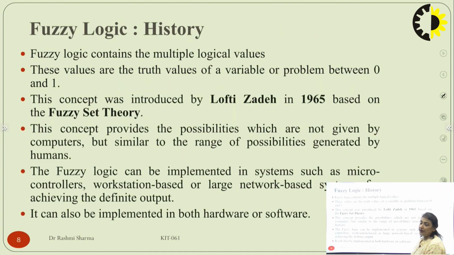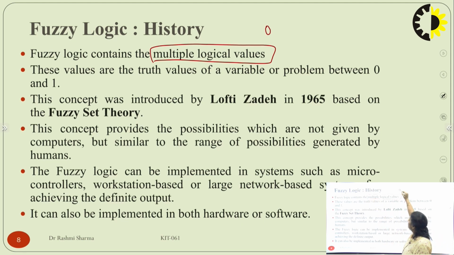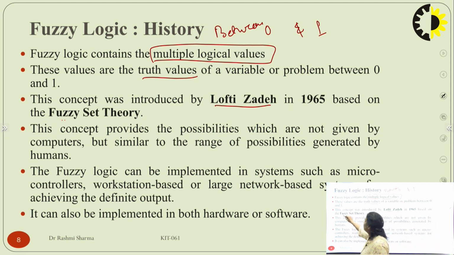So what is the history of this particular fuzzy logic? How did it come into the picture? Fuzzy logic contains multiple logical values, definitely logical values between 0 and 1. It can have all the values between 0 and 1. These values are the truth values of the variable, which lie between 0 and 1. This was first given by Lotfi Zadeh in 1965, named as fuzzy set theory.